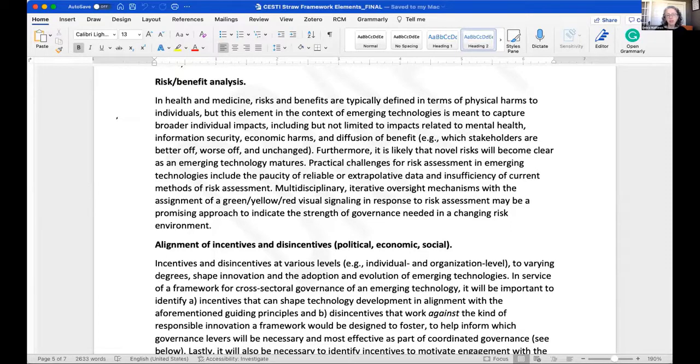Risk-benefit analysis, and here CESTI was thinking pretty expansively about risks and benefits, not just, for example, physical risks as are typically taken into account in many regulatory processes, but broader individual impacts, including but not limited to impacts related to mental health, information security, economic harms, and diffusion of benefit, including which stakeholders are better off, worse off, or untouched by the technology.